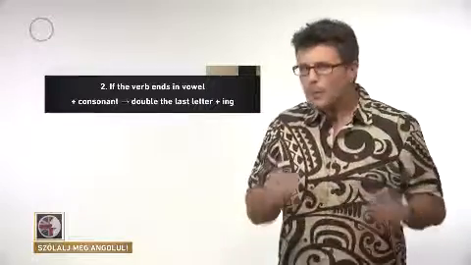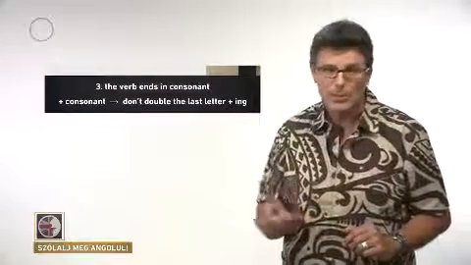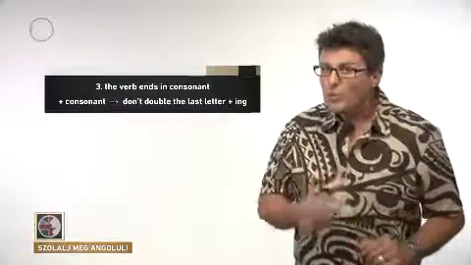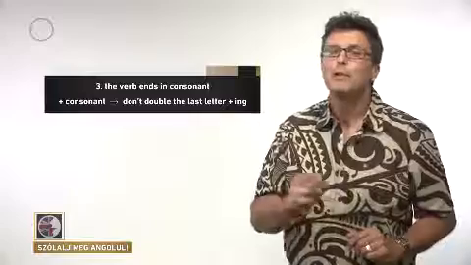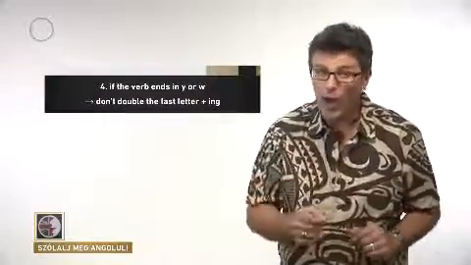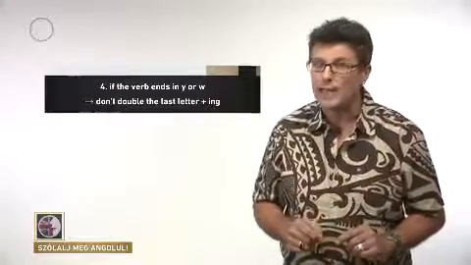Anything else? Well, yes. If the verb ends in two consonants, then we don't double the last letter before adding ing. We also don't double the last letter if the verb ends in two vowels and a consonant. And if the verb ends in Y or W, then we also don't double the last letter before adding ing. Okay, great. So let's practice a few sentences. Look at the sentences below and put the verb in brackets into the past continuous.